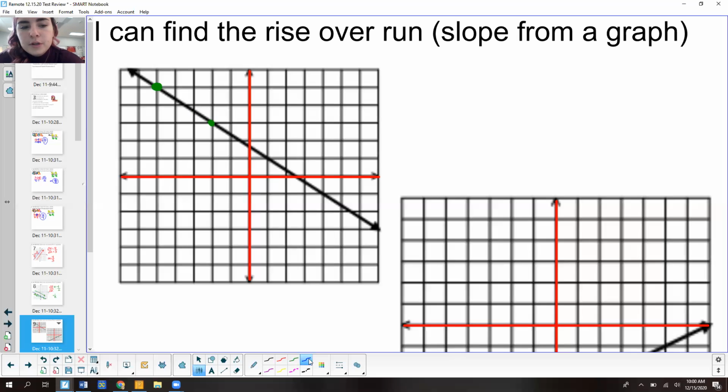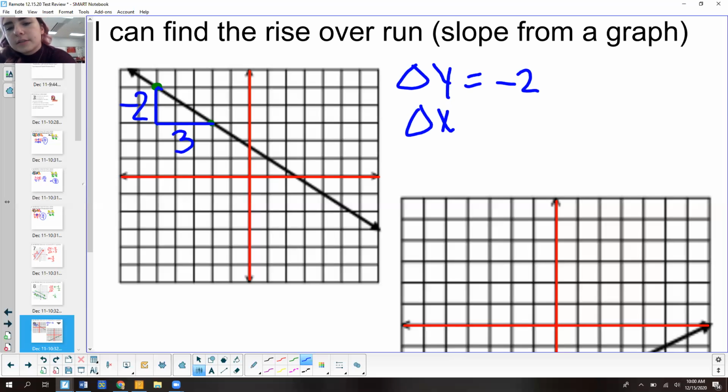So we found 2 points on our graph. I'm going to again start at my leftmost point and go down 1, 2. So my change in y is -2. Then I'm going to go over 1, 2, 3. My change in x is 3. So change in y, -2. Change in x is 3. So what's my slope then?